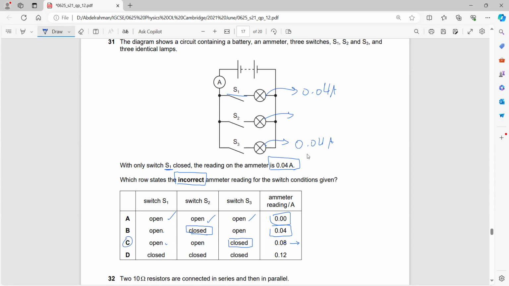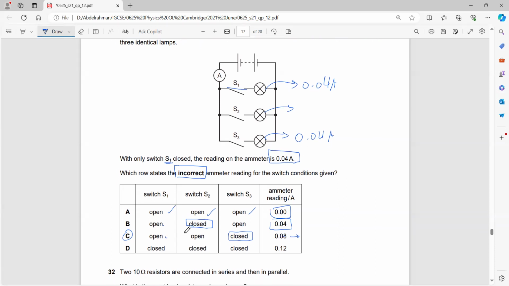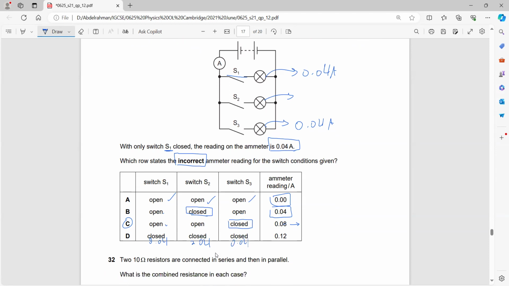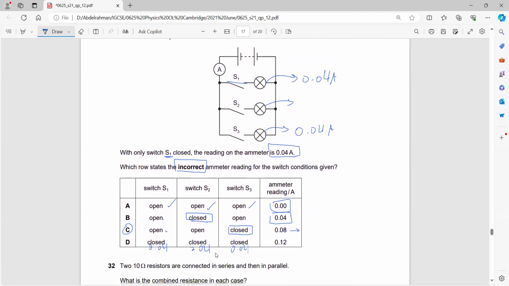You need to have two closed switches for the reading to be 0.08 amperes. For example, D is correct. Why is D correct? S1 closed, S2 closed, S3 closed. Each of them is 0.04, so 0.04 plus 0.04 plus 0.04, and the total current would be 0.12. Any problems with this question?